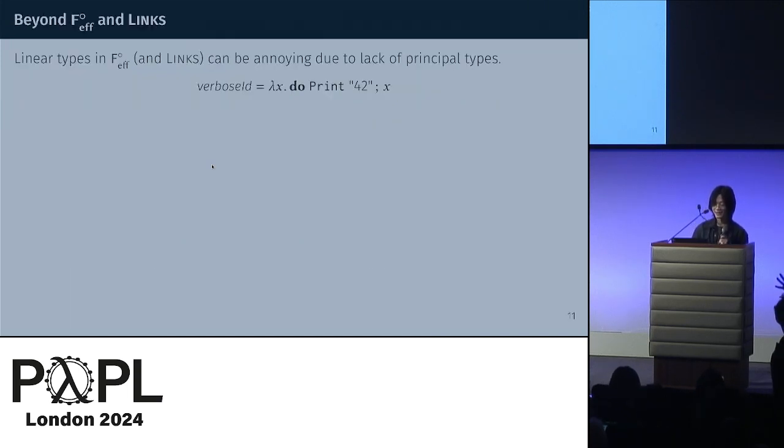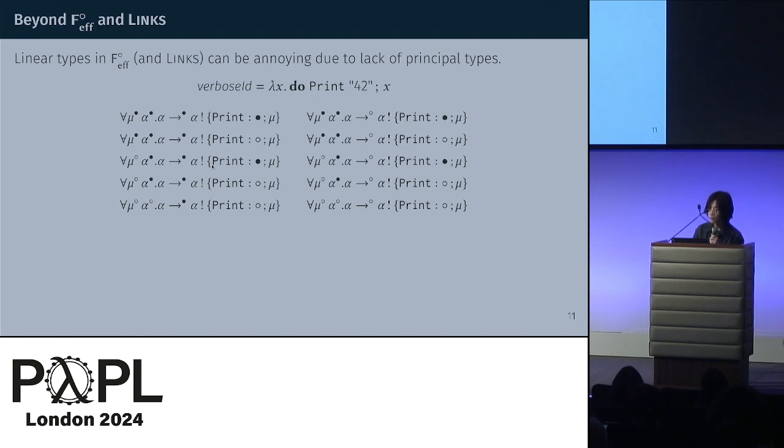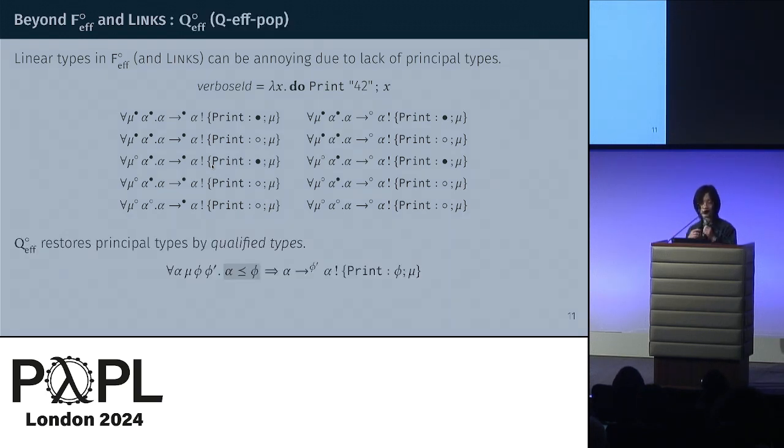Okay, that's very good. We have fixed the bug that is from 4 years ago. But are we satisfied? Well, not really, because we still need some term annotations on the syntax. For example, if we consider this function, it is almost the identity function, but it prints 42 every time. And in FFPOP, you can give it 10 different types, and none of them is the most general one. This is very annoying. So we proposed another core calculus called QEff.